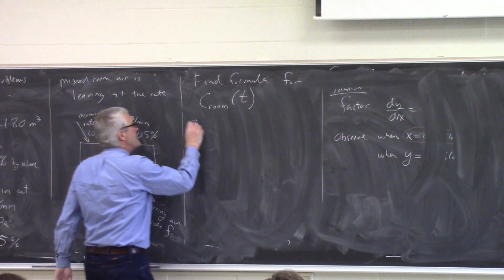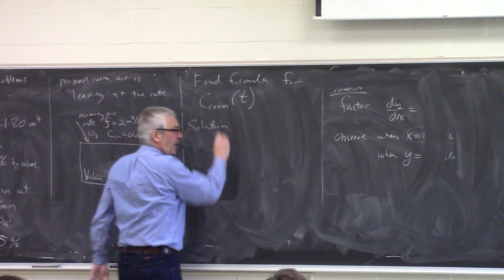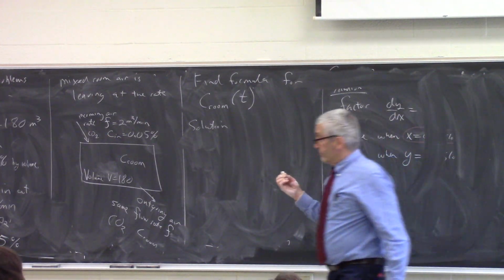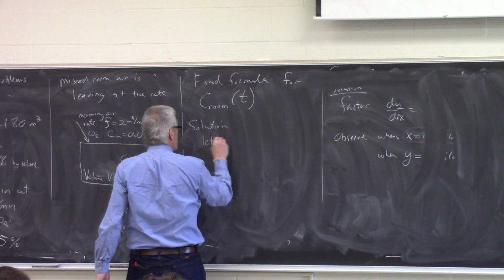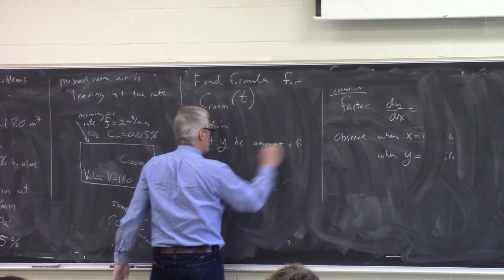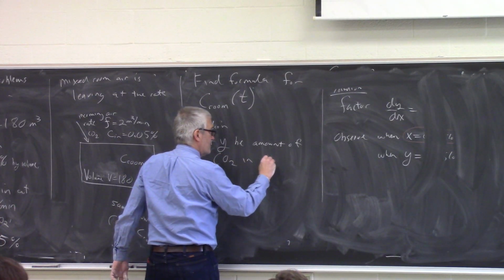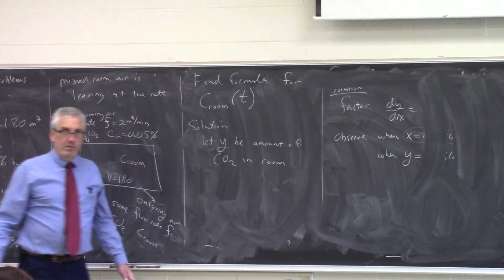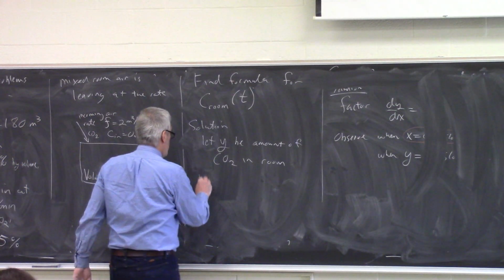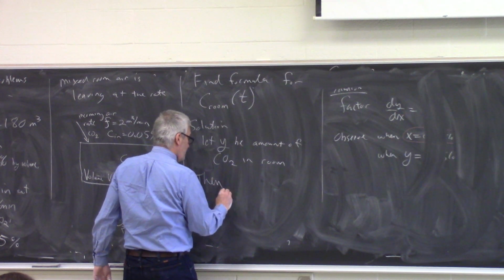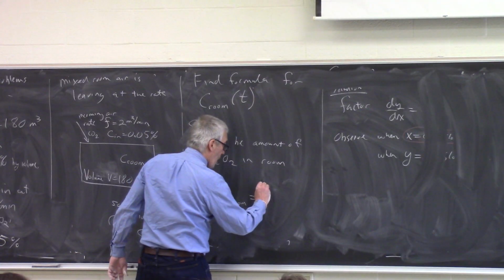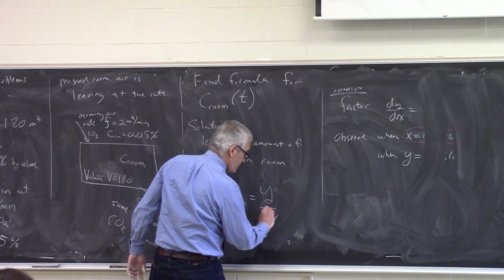All right, well, it helps to have another variable. Let's let y be the amount of CO2 in the room. So if y is the actual amount in cubic meters, then the concentration of CO2 in the room is just going to be y divided by the volume of the room, whatever that is.